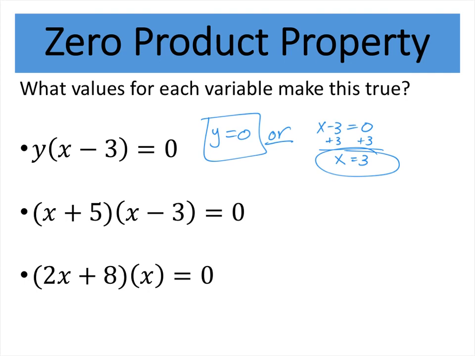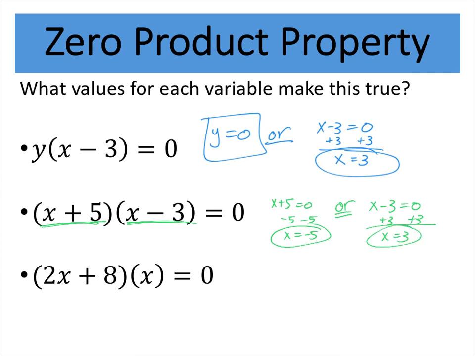Let's try that again with the new problem. If this is puzzling to you, be sure to come to the office hours this week. So x plus 5 times x minus 3 equals 0. That either means x plus 5 equals 0 or x minus 3 equals 0. Well, if x plus 5 is 0, a quick solving would mean that x equals negative 5, or, quick solving, that would be x equals 3. Either x is negative 5 or x is 3.